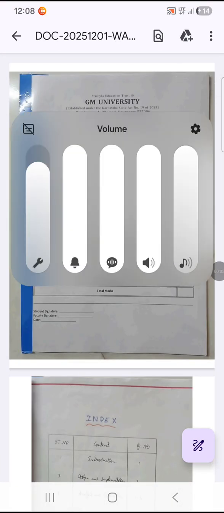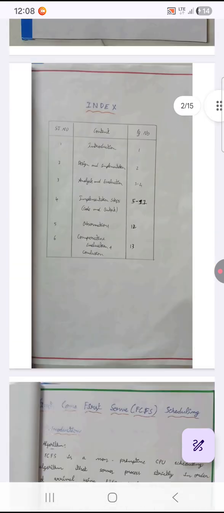Now I am going to explain about the OS assignment. This is FCFS, First Come First Serve. FCFS is a non-preemptive CPU scheduling algorithm that serves processes strictly in order of arrival time using a FIFO ready queue. Its purpose is to schedule the CPU among multiple processes.